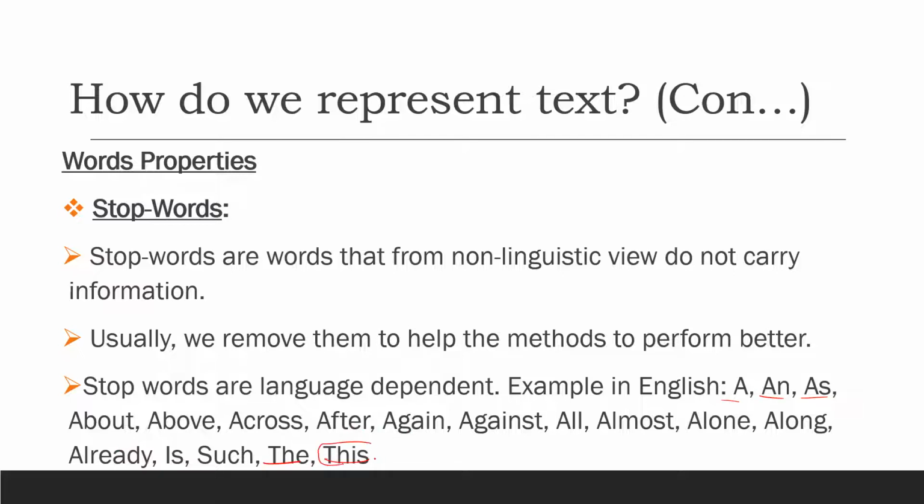These are used for the completeness of the sentence. They don't have any meaning. So we need to remove these stop words first from our data sets or text documents or text data.